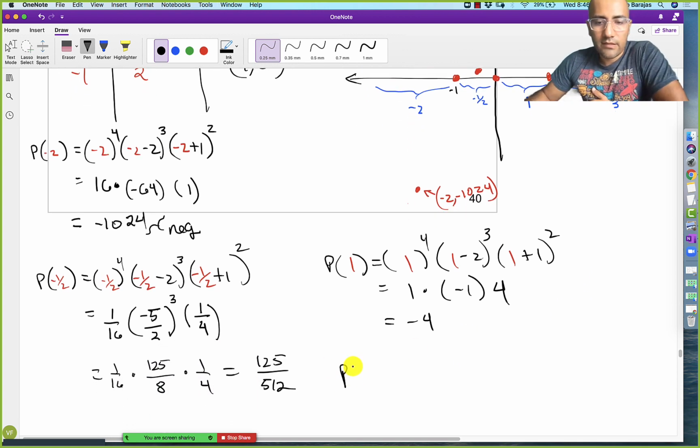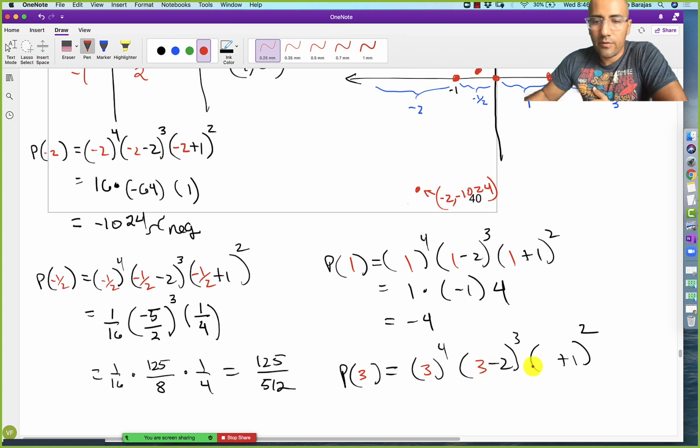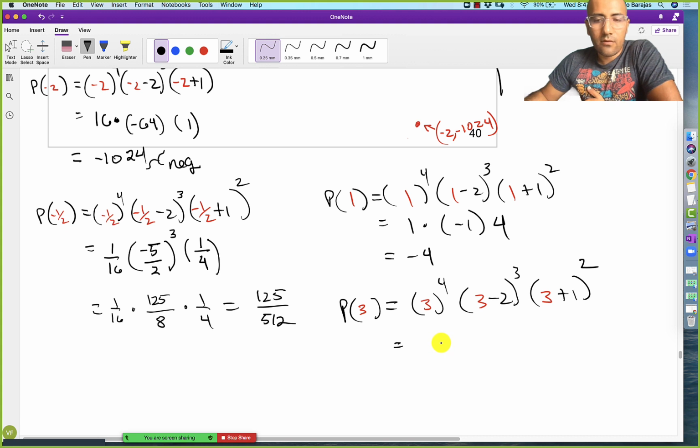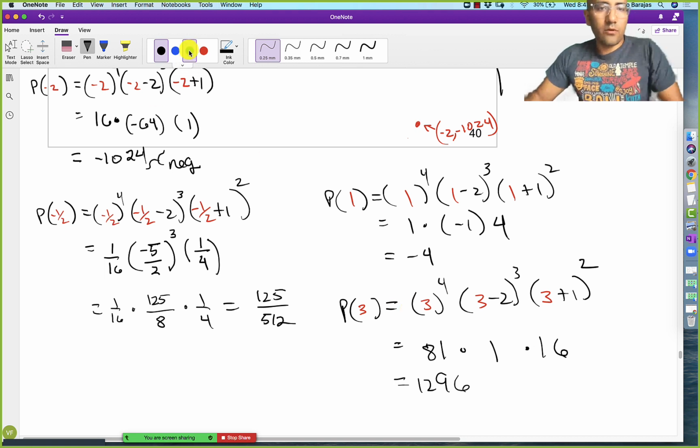And then next, p of 3, 3 to the 4th power, blank minus 2 to the 3rd power, blank plus 1 to the 2nd power. And we're going to plug in 3. So 3 in there, 3 in there, 3 in there, and 3 in there. That gets ugly. 3 to the 4th power, that's going to be 81. Times 1 to the 3rd power, that's just 1. And then 4 squared is 16. So it's 81 times 16, 1296. Good. The most important thing here is that it's a positive value.